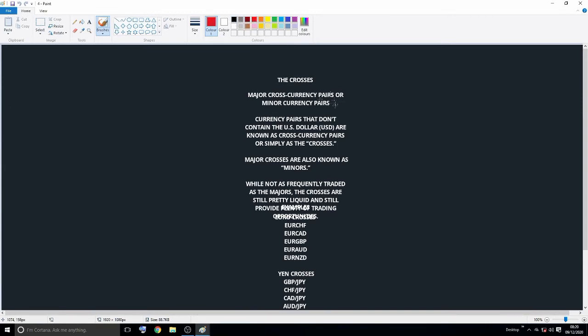Then we move to the crosses, the cross currency pairs or minor currencies. Currency pairs that don't contain the US dollar, USD, are known as cross currency pairs or simply as the crosses. So you can either say cross currency pairs or just crosses. Crosses are also known as minors.